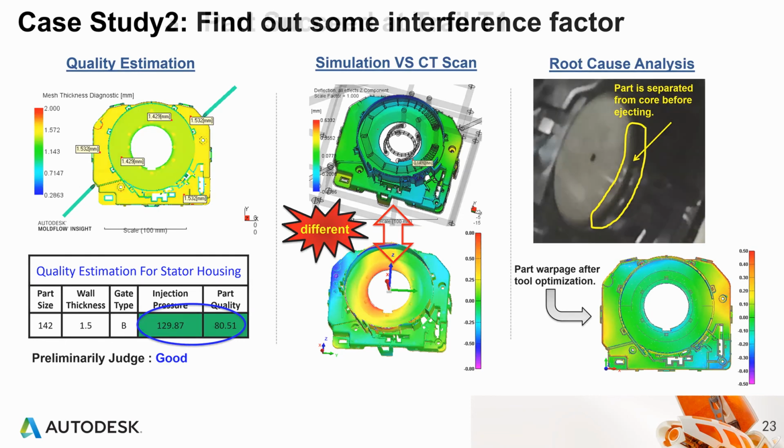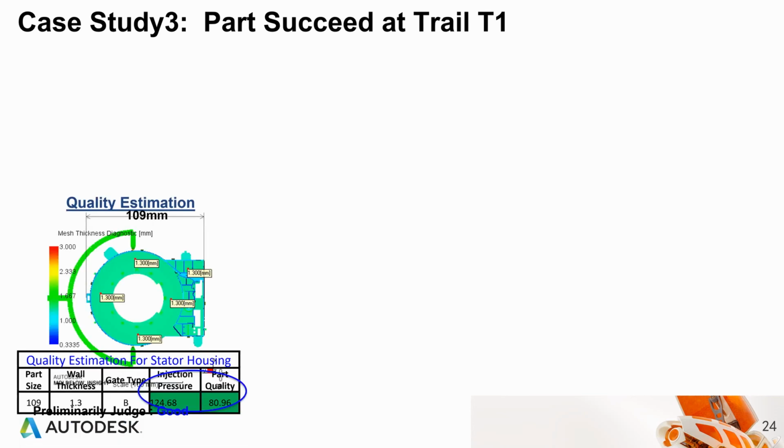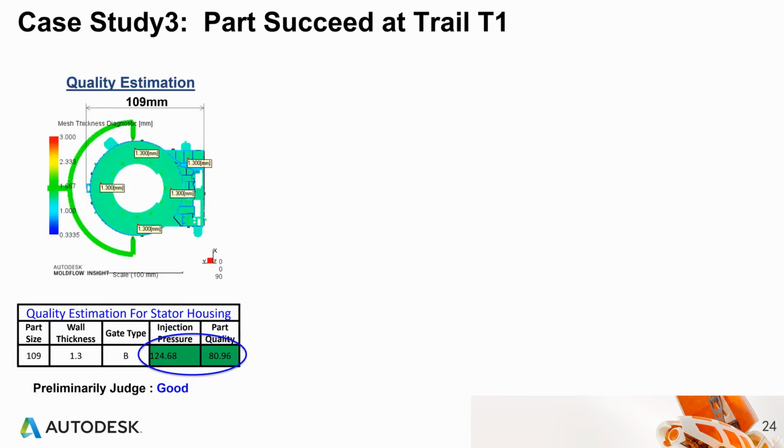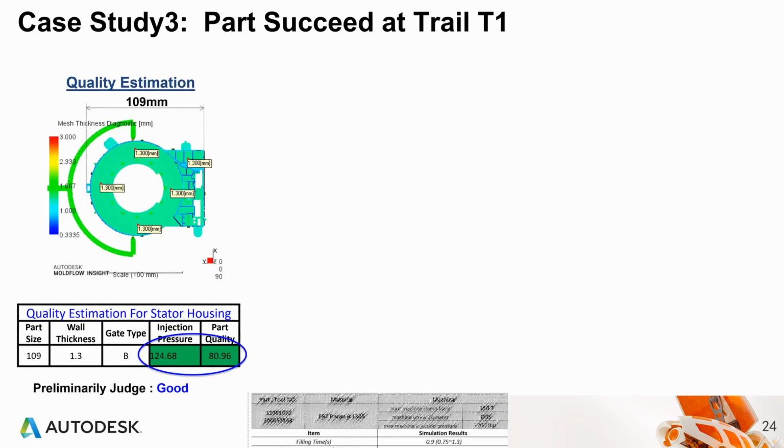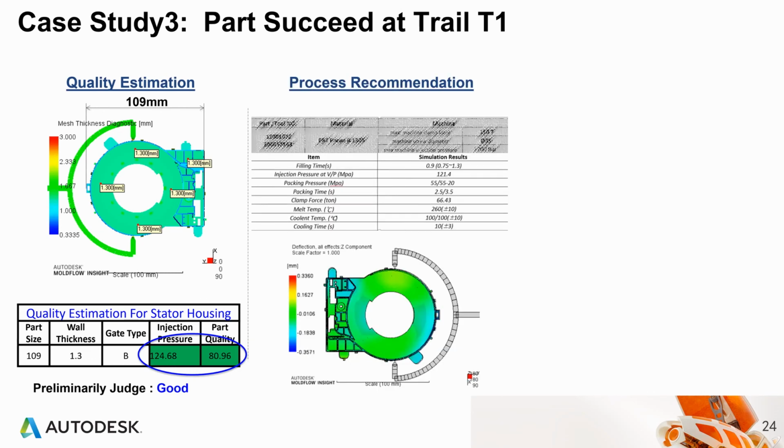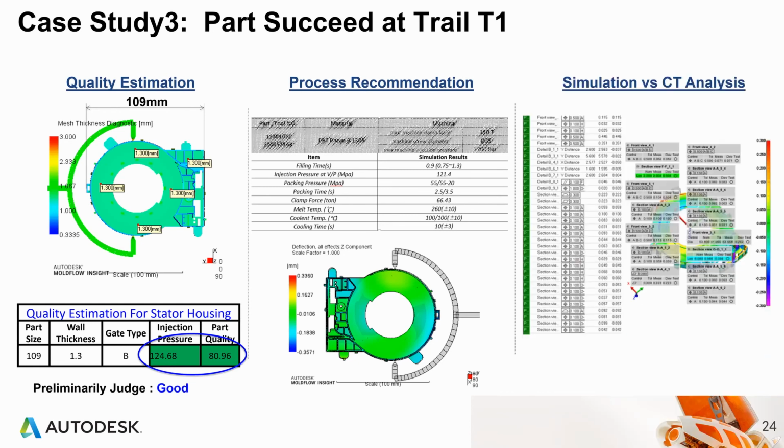Case 3 is a successful case in trial T1. From the database, we can see the part quality is good. So we provided a processing recommendation for the actual process. After the trial, we can see most of the dimensions are within the tolerance, including warpage status. So this is a successful case in trial T1.